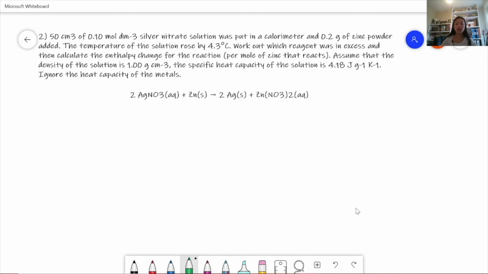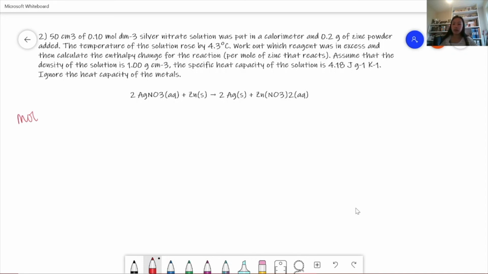First work out which reagent was in excess and then calculate the enthalpy change for the reaction per mole of zinc. So assume that the density of the solution is 1 gram per centimeter cubed and that the specific heat capacity of the solution is 4.18. And we ignore the heat capacity of the metals just for simplicity. So first what I do is work out how many moles of silver nitrate solution and how many moles of zinc we have.